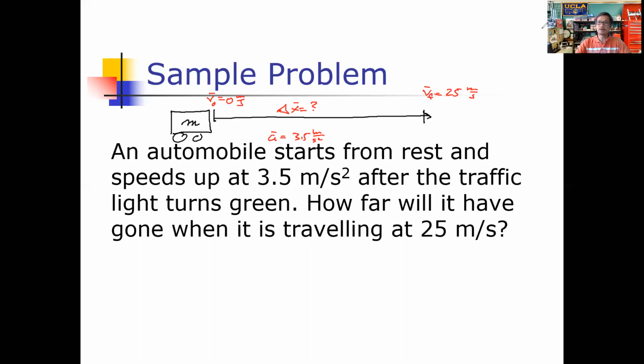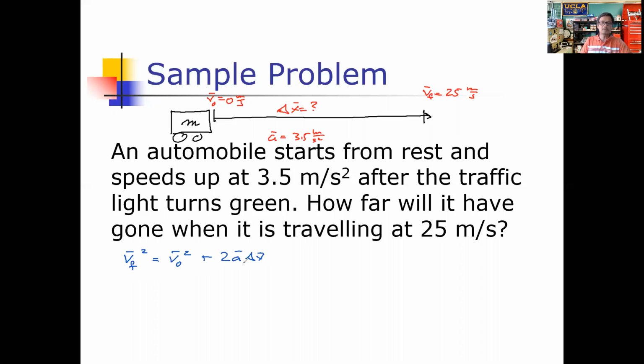All right, so let's plug in what we have. The equation that will give us the displacement, since there is no reference to time, is V final squared equals V initial squared plus 2A delta X.